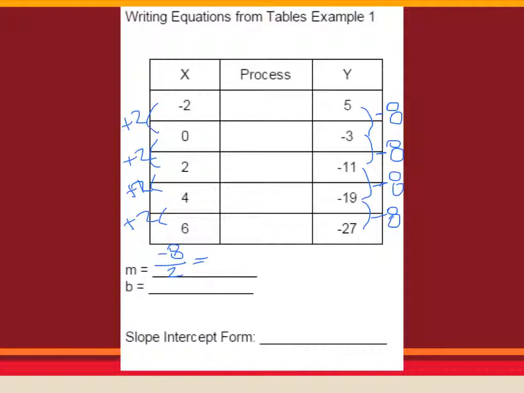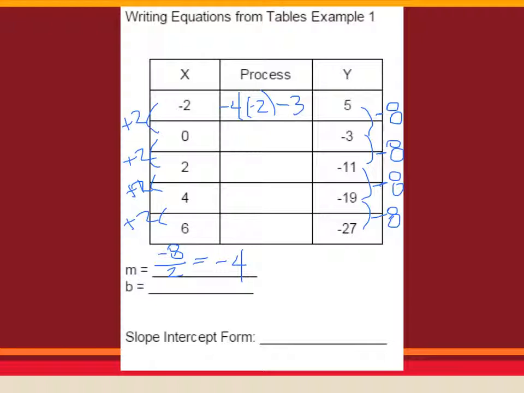Negative 8 over 2 is a negative 4. So the slope of this line is negative 4. Now in our process, our slope will always be what we multiply by x. So in our process, we would have negative 4 times negative 2. Now negative 4 times negative 2 is a positive 8. In order to get to 5, we subtract 3.